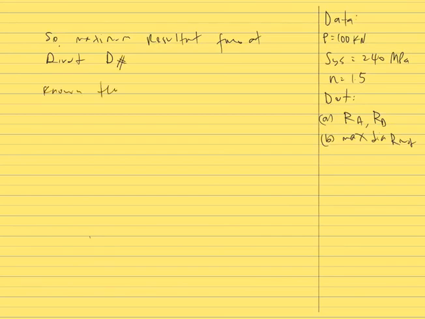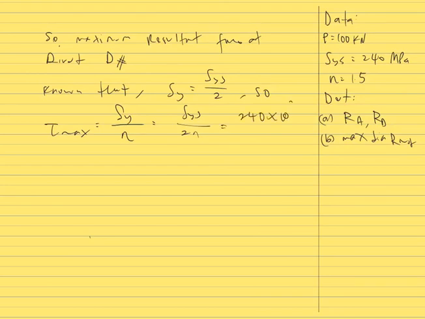Knowing that the yield strength SY is equal to the shear yield strength SYS divided by 2. So maximum shearing stress is equal to SY over N, where SY can be converted to SYS over 2 over N. So SYS is 240 megapascal divided by 2 times with factor of safety 1.5. So at the end we can get maximum shear stress is 80 megapascal.